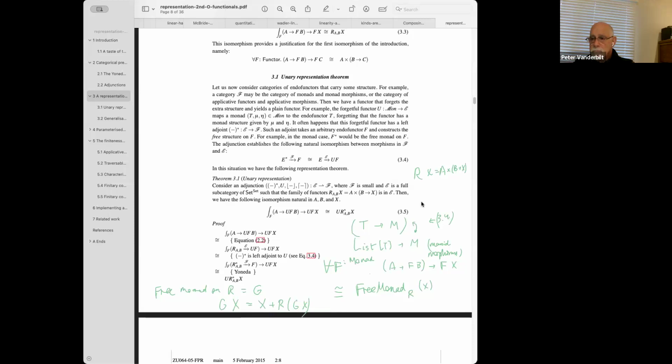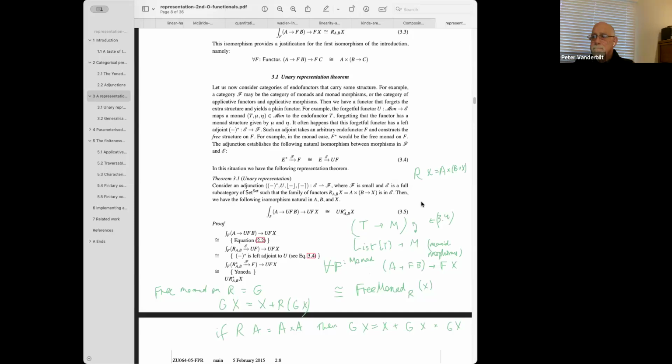A simple example is when R A equals A times A, then G will be just a binary tree. Gx is X plus Gx times Gx. So it's just a binary tree with leaves of type X. But our R is not A times A. Our R is this complicated thing, A times B to X. So this is not really so easy to interpret in terms of a tree. But anyway, this is the free monad construction.